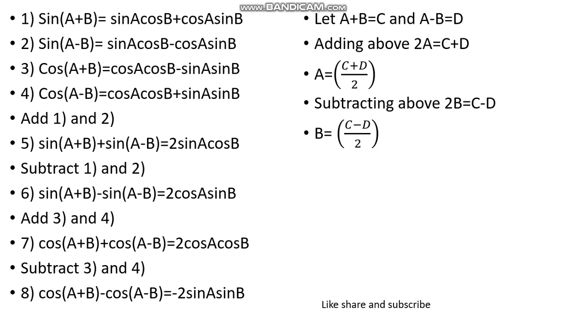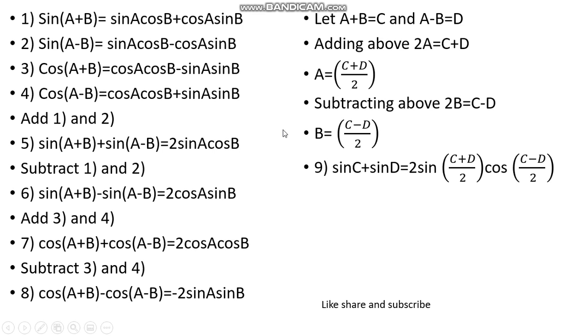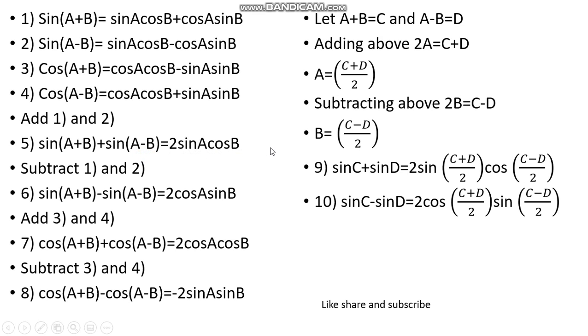Now when you have got these two, I am going to just substitute in the formula. Suppose in the fifth one, A plus B will become C, A minus B will become D. So sin C plus sin D is equal to 2 sin C plus D by 2 cos C minus D by 2. How did we get this? Just substitute in the fifth formula: in place of A plus B, C; in place of A minus B, D; A is C plus D by 2 and B is C minus D by 2.